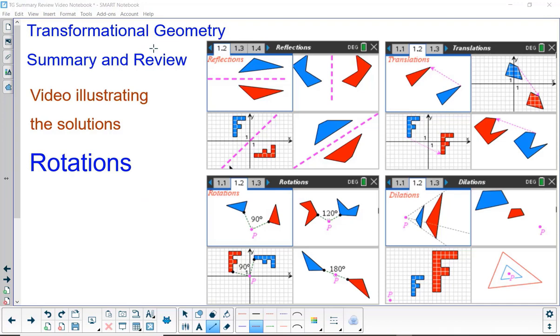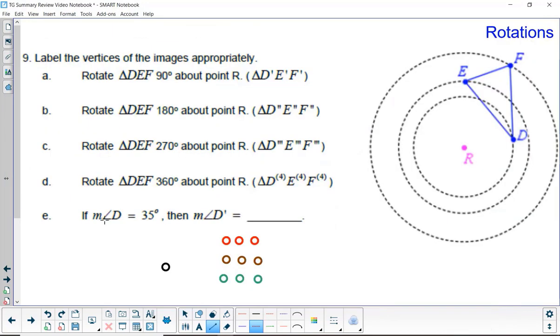This is Transformational Geometry Summary and Review on Rotations. Number 9A, we want to rotate triangle DEF about point R 90 degrees. We're going to call it triangle D prime, E prime, F prime. 90 degrees means perpendicular, so I'm going to go ahead and connect R and D on the inside concentric circle, and then make a 90-degree angle again on that inside concentric circle, and use that for my D prime.